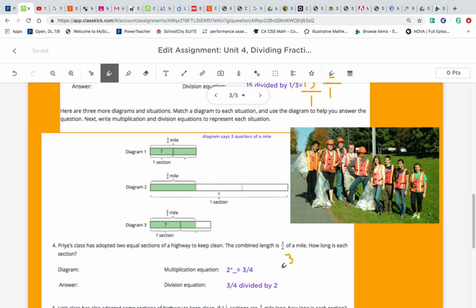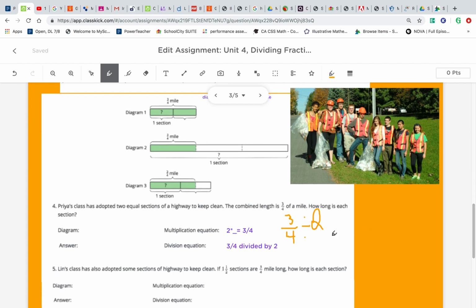3/4 divided by 2. This is a good one to practice. So we divide it by 2. Now you might be thinking, wait, we're not dividing by a fraction. But actually, we are. 2 is a fraction. 2 is really 2/1. It's 2 wholes, but we can split it up into fractions if we'd like. So 2/1 is what we're dividing by.